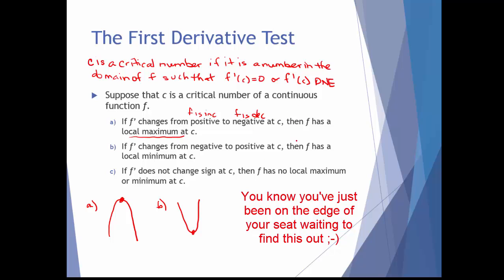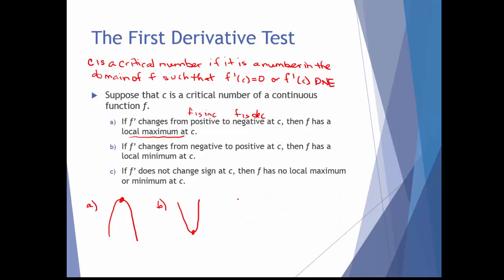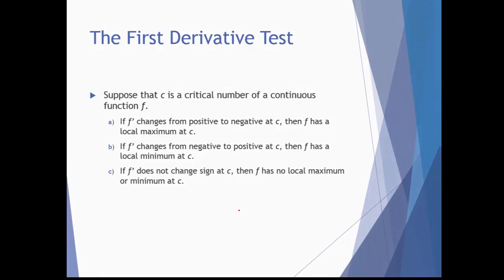Once you find the critical numbers, you test the first derivative on either side. And if you get a change from a positive to a negative at the critical number, you've got a local max. If it changes from negative to positive, you've got a local min. And if your first derivative doesn't change sign at all, then it's not an actual local maximum or local minimum.